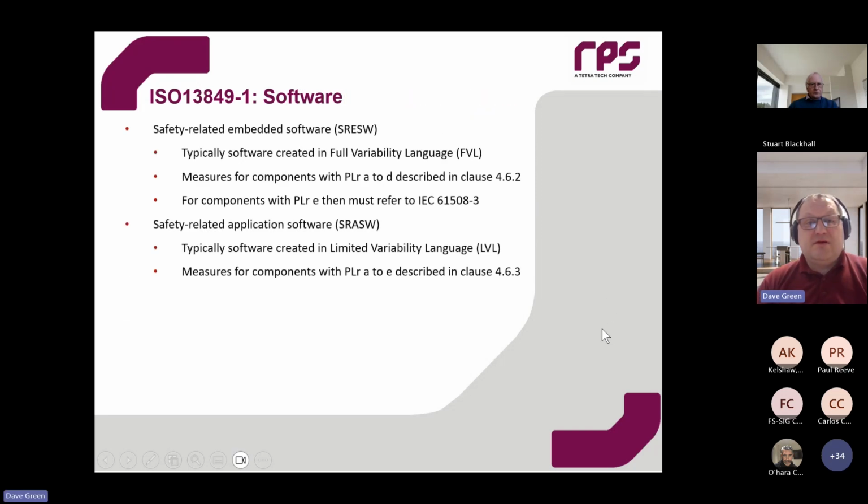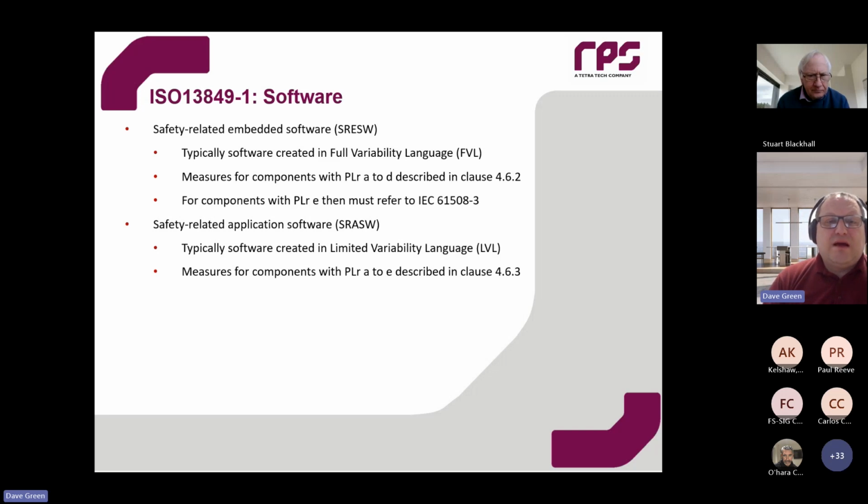Software-wise, they've split software in the standard up into two. Safety-related embedded software. Here's our full variability language again. And it gives us measures for components with a performance level requirement A through to D. And it gives us the clause reference there. And then if it's a performance level E requirement, then we must go back to IEC 61508 part 3. So in 62061, if we're in full variability language, we were going straight back to 61508 part 3. In 13849, we do have some aspects that we can do with embedded software.